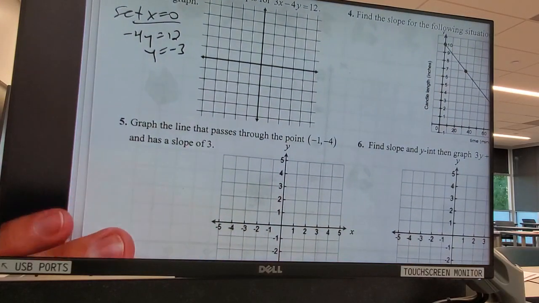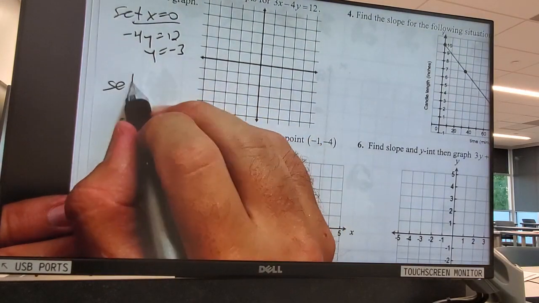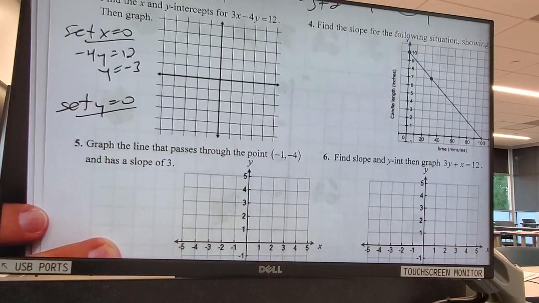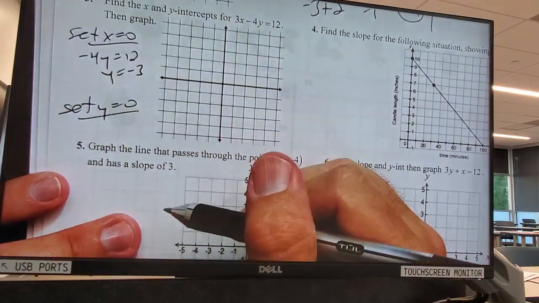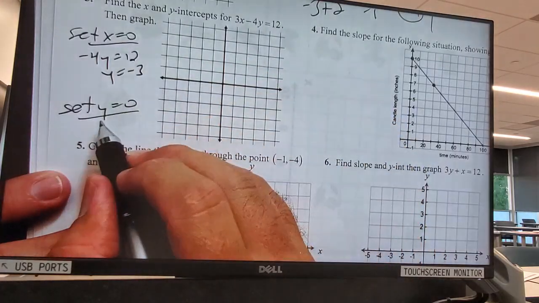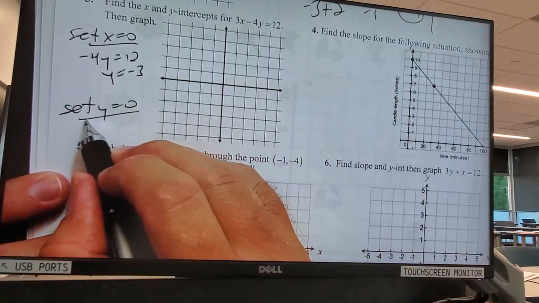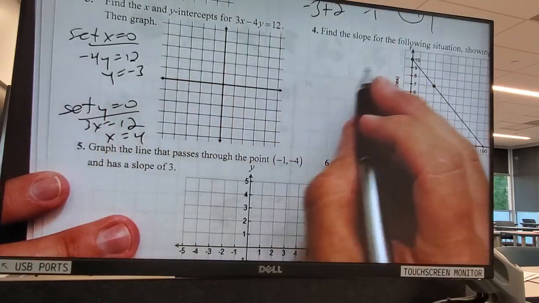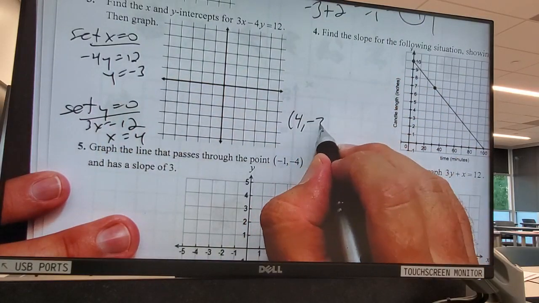Now I'm going to make a mistake here in a minute on purpose. Every now and then I'll say that just to cover myself in case I make a mistake. If I make y 0, I get 3x is 12, and I get x is 4. So then, of course, that means I go through the point 4, -3.